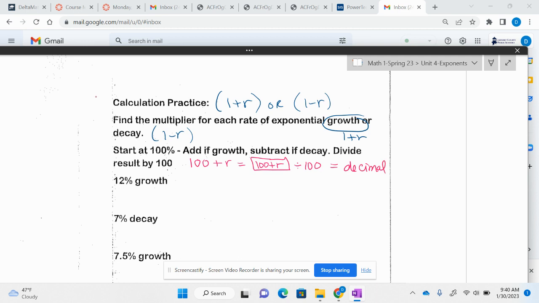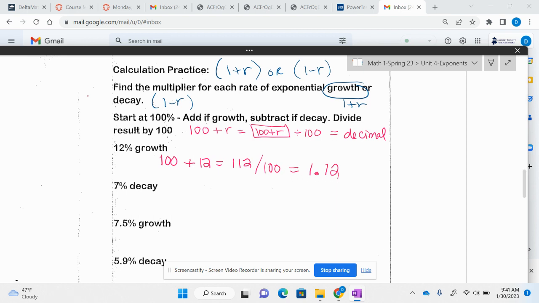Okay, so we're going to do the first couple like that. So I start with 100. Remember that 100% is the same thing as the number 1. That's where that comes from. Plus 12%, well, that's 112%. Dividing by 100, well, when I take a percentage and divide it by 100, that's how I get the decimal, 1.12. This is a decay, so I have 100%, or the number 1, minus 7%. 100 minus 7 is 93, divided by 100 equals 0.93.